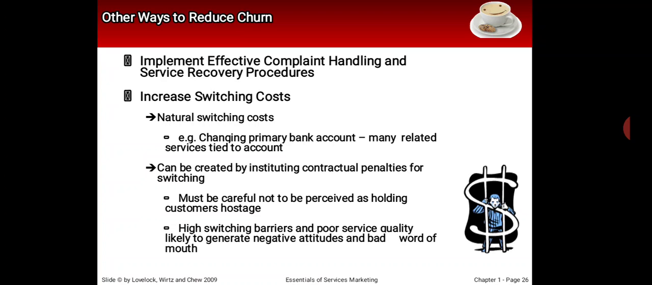Other ways to reduce churn include implementing effective complaint handling and service recovery procedures, and increasing switching cost, right? Also you can increase your switching cost. It is also a way of reducing churn drivers.